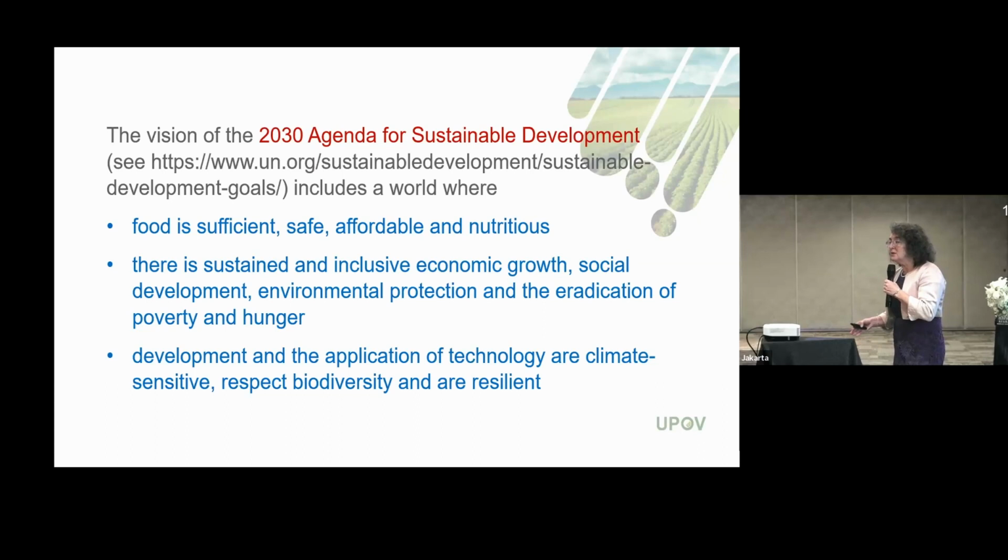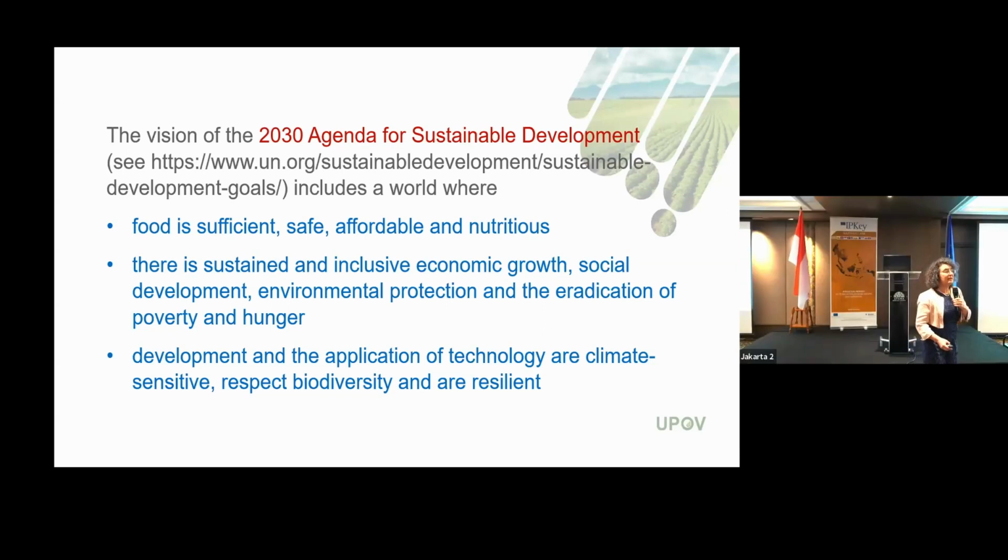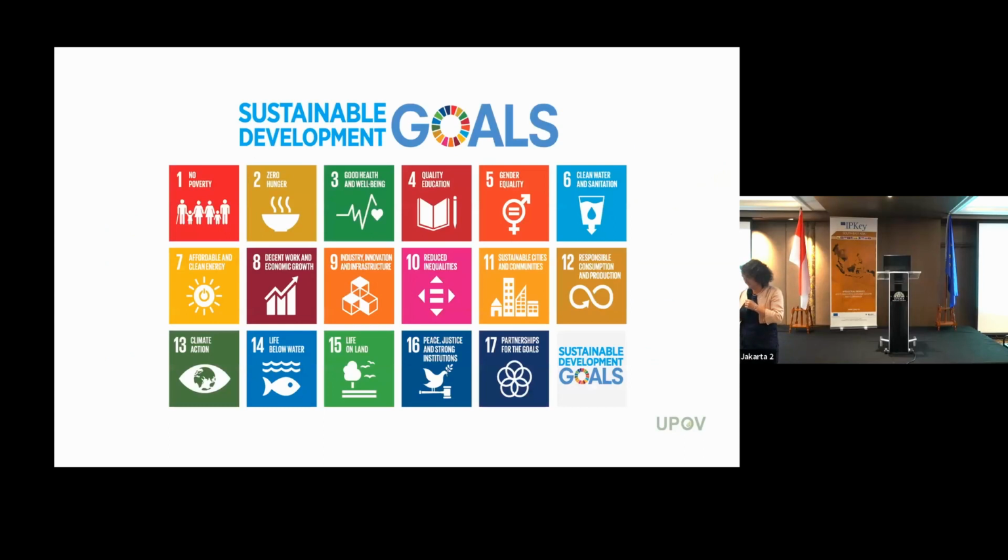Let's put a context on this presentation into the agenda on sustainable development. We can see the key elements here is a world where food is sufficient, safe, affordable, and nutritious. We also have a key element about inclusive economic growth, social development, and environmental protection to eradicate poverty and hunger, and the development and application of technology and climate-sensitive respect of biodiversity and resilience.